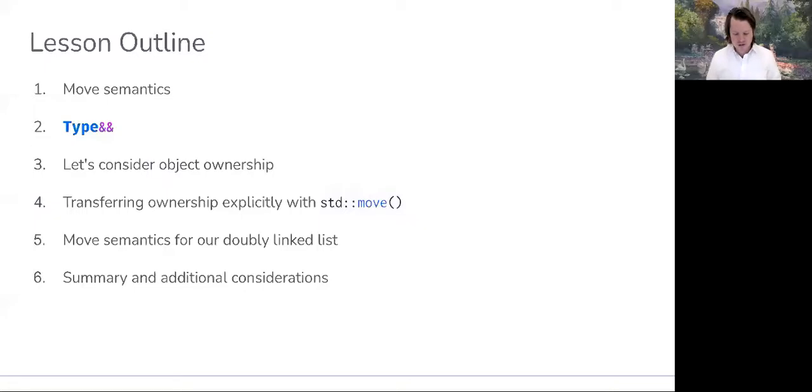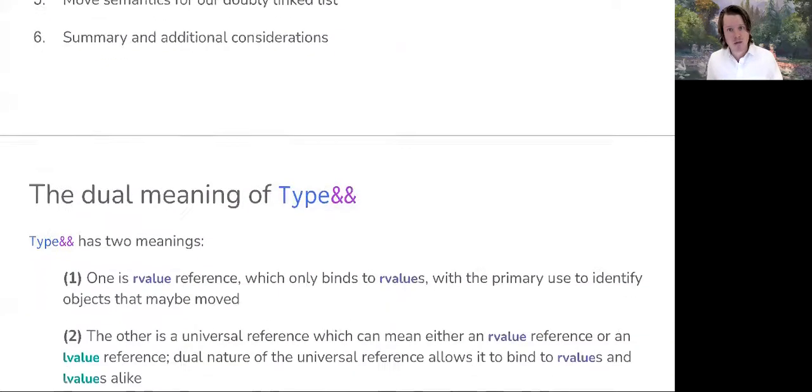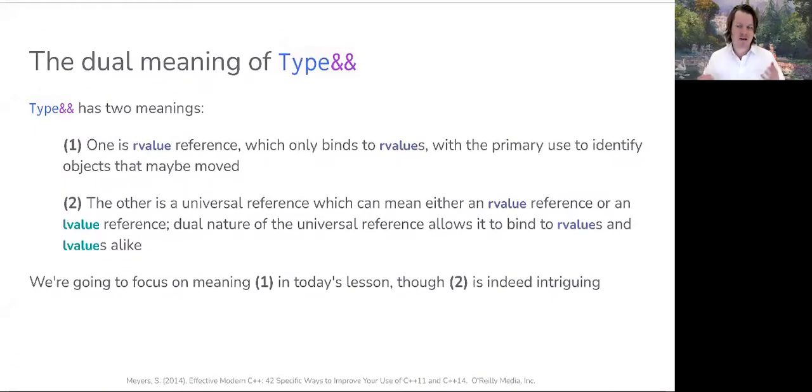And welcome back. In this video, we're going to introduce our rvalue references, which are going to be used for our move semantics. Before we begin, though, as I've alluded to earlier, I want to acknowledge, and perhaps provide a bit more of a definition of, the dual meaning of some type name followed by ampersand, ampersand.